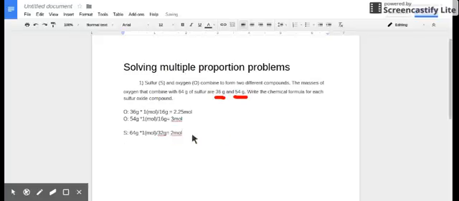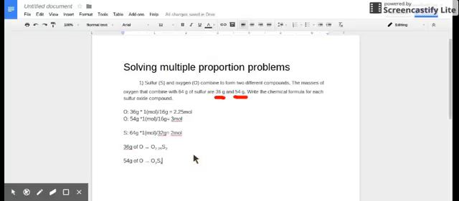Alright, so for the first compound that has 36 grams of oxygen, that would be equivalent to oxygen 2.25, sulfur 2, and as for 54 grams of oxygen, that would be equivalent to oxygen 3, sulfur 2. And that's all there is to it when it comes to multiple proportion problems.